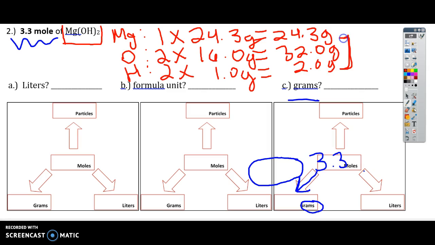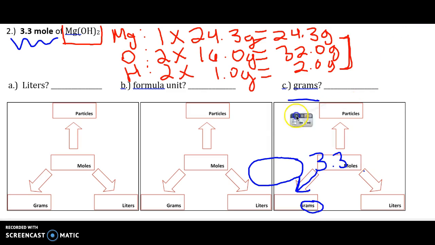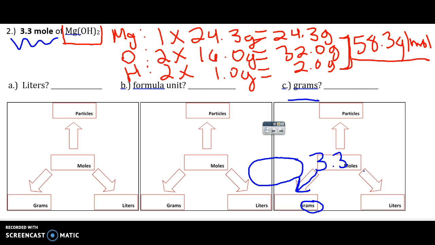When we add these up, you should get 58.3 grams per mole. Make sure you do not put that number as your grams. That is not grams. This is molar mass. So you put that number here, 58.3. So you multiply 3.3 times 58.3 grams per mole, and for our final answer, you should have gotten 192.4.